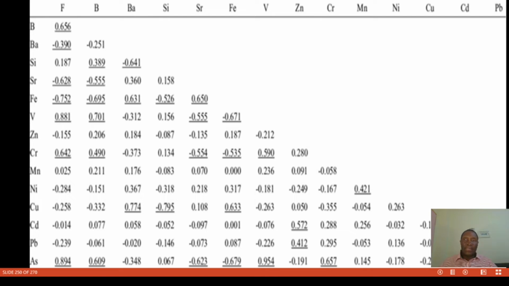And the figures, as they are shown here, especially the ones which are underlined or underscored, show that these are significant correlations where, for example, you have the fluorine associated with bromine and so on and so forth. And you have all of these that are significant, meaning that there is a strong relationship with these minerals as they exist in the plant tissue.